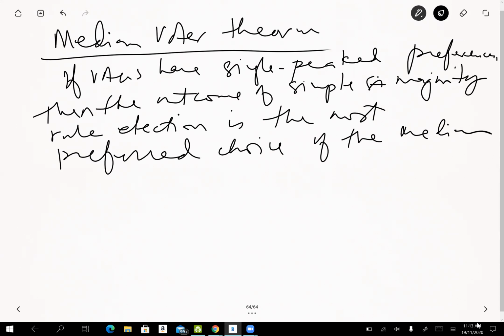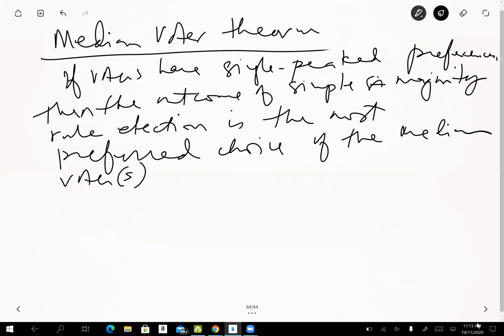Okay, of the median voter. And it can be plural, because if you have a bigger group, then the median voter can be more than one. All right. So that we call the median voter theorem. This is a very important theorem in election, simple majority rule election.